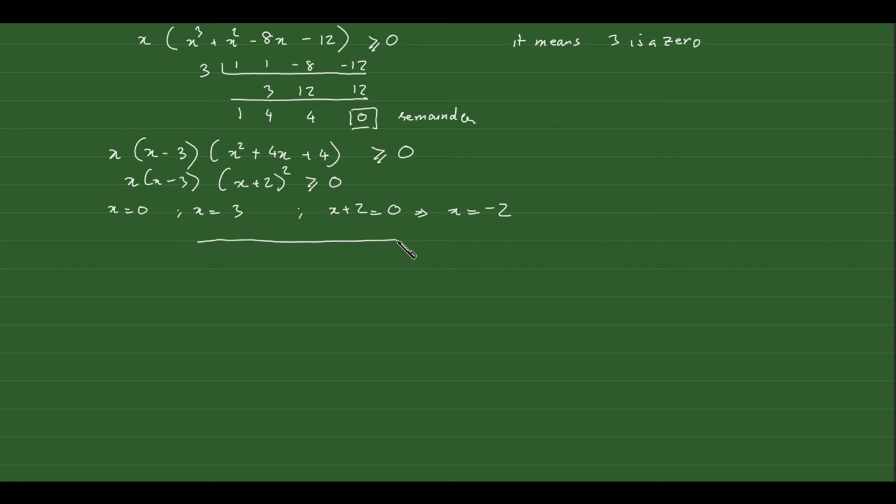So go ahead on the number line, positive infinity here, negative infinity here. So I have -2, I have 0 and 3. Okay, let's use a different color. Okay, so I'm going to use the dot because the original question has equal. So let's pick a value. Okay, pick 4, plug it in. So it turned out to be positive.